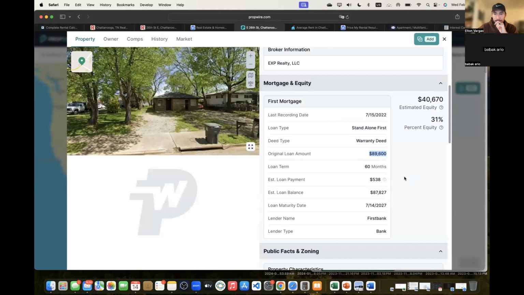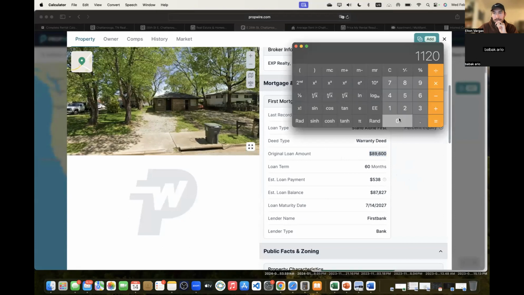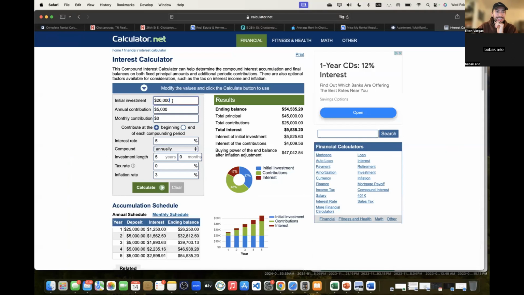I don't know what the down payment was. $112,000. They probably did like 20%, maybe. Let's see, it'll be faster here. So $112,000 and original loan amount 89,600 divided by 112. So they did do 20%. Awesome. Okay, cool. 20% on this was 22,400. All right, let's go back to it.